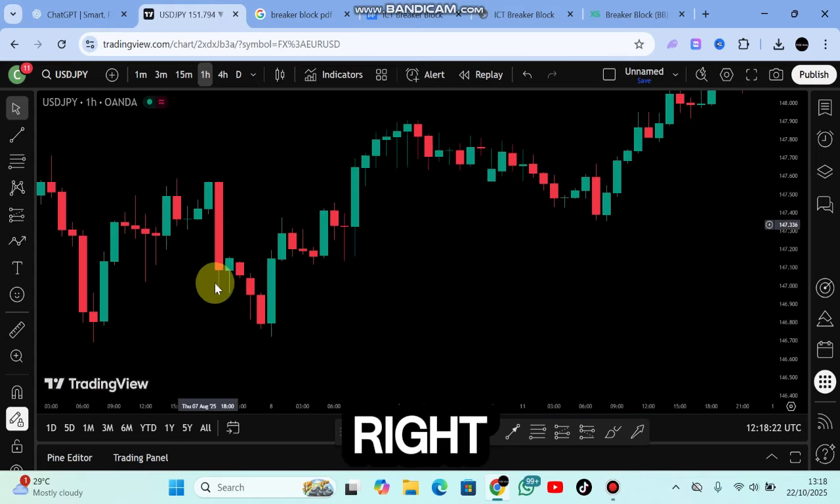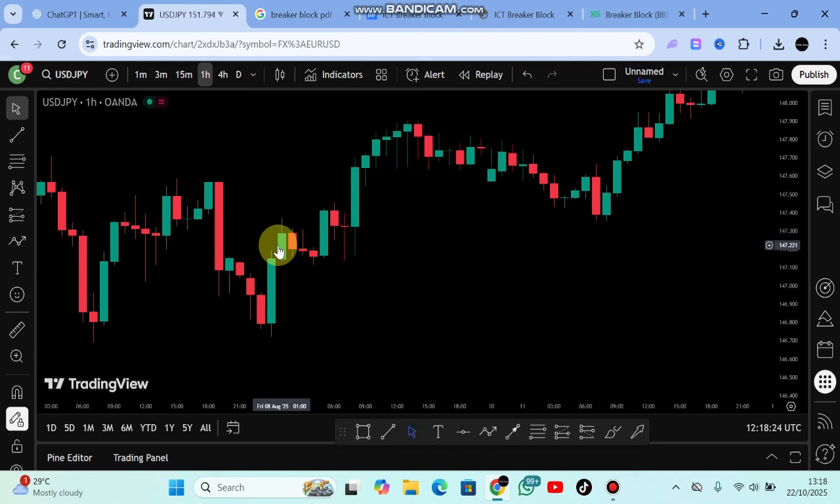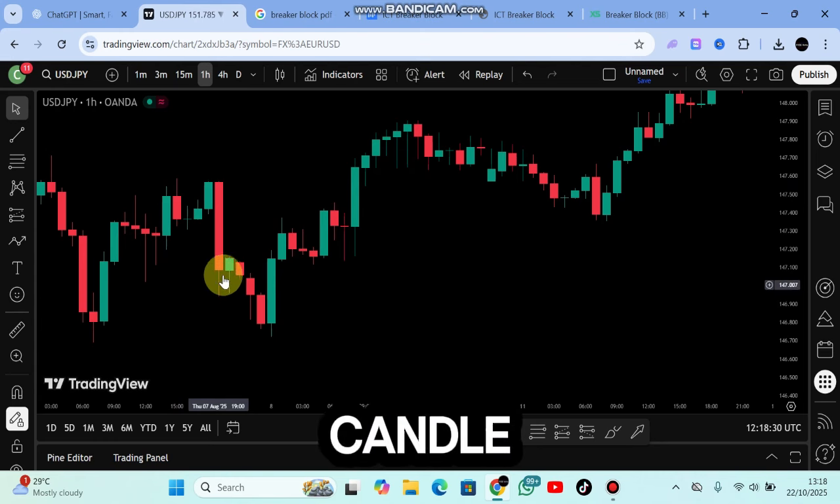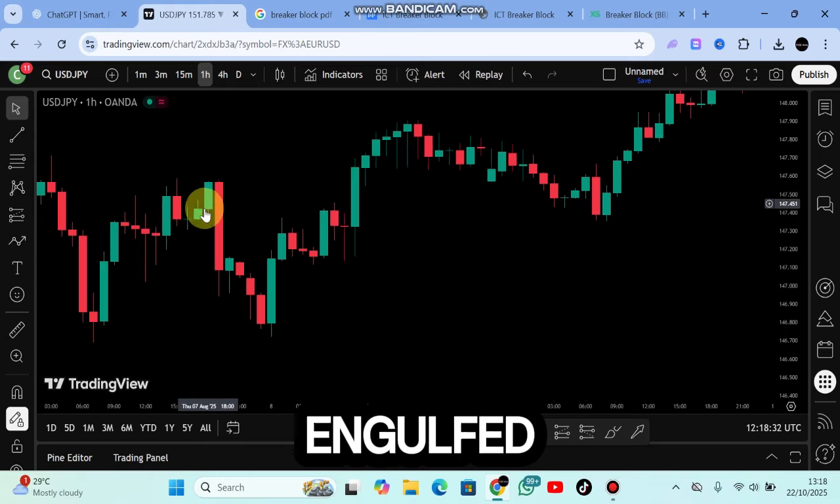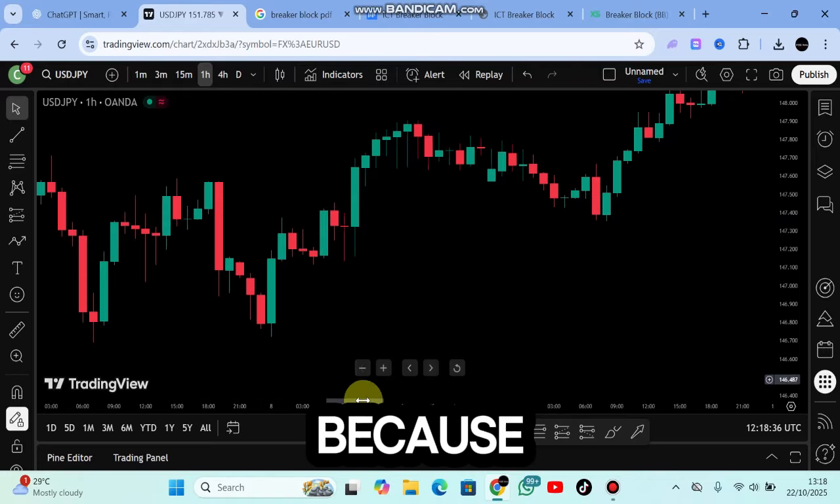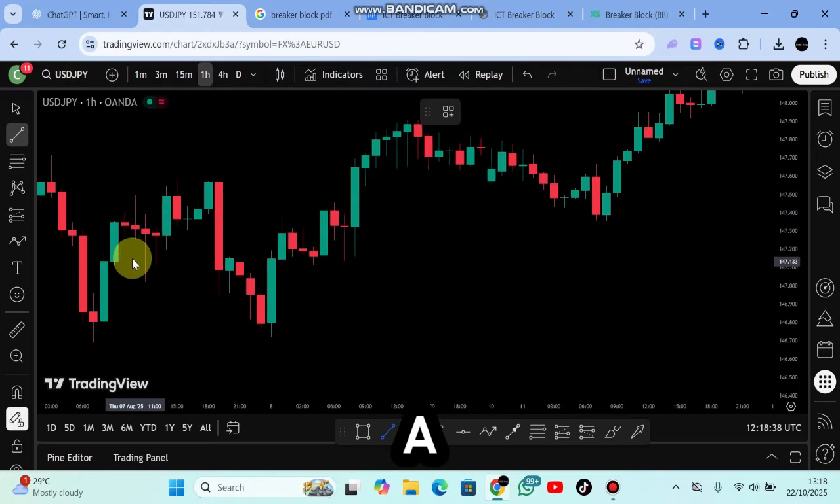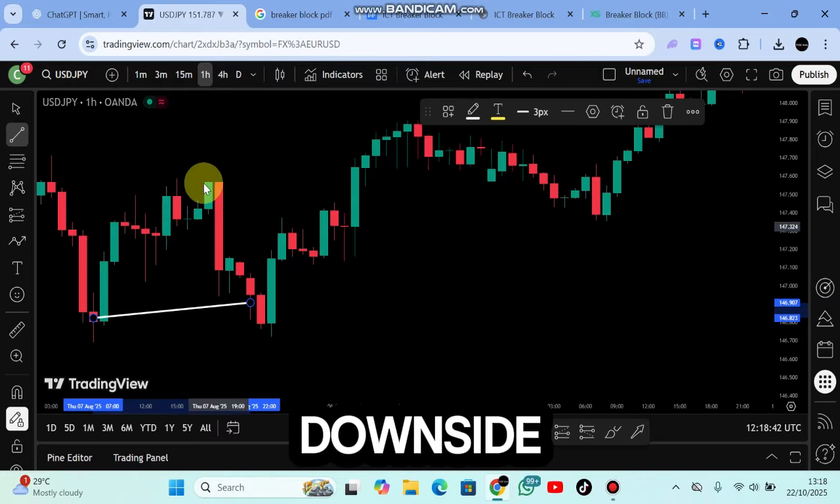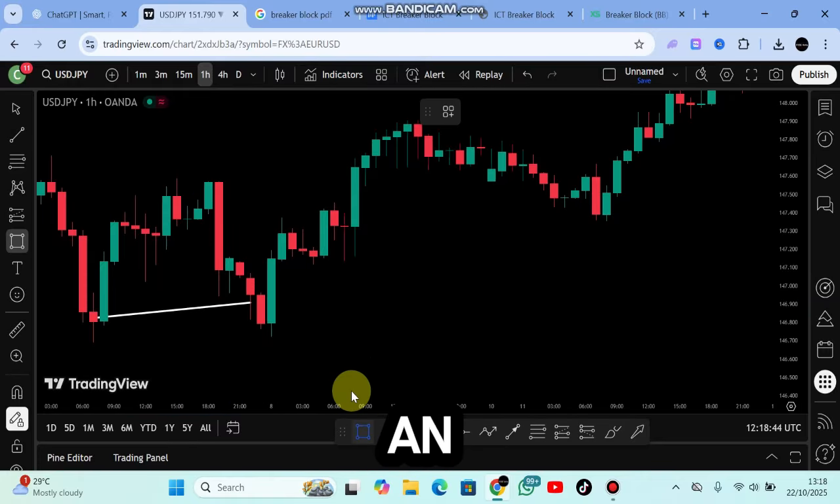So guys, this right here is an example of a breaker block. Let me show you guys. So right here we see this particular bearish candle, right? This bearish candle engulfs this. So this should be an order block because this caused a break of structure to the downside. So this should be an order block.